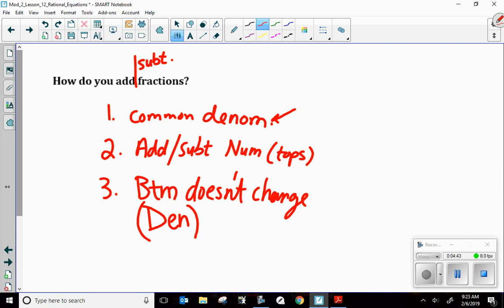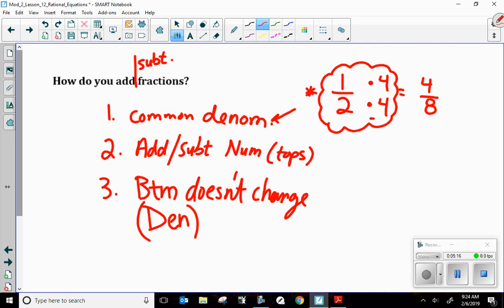Now, in order to find the common denominator, it helps to know factoring and multiples. So multiplication is huge for common denominators. One quick side note. If I have a fraction, 1 over 2, and I'm going to multiply my denominator by a number, I always have to do the same thing to the top to keep it equal. 4 over 8 still represents a half. So do not forget, what I multiply the bottom by, I have to multiply the numerator by. Okay, so let's move forward.